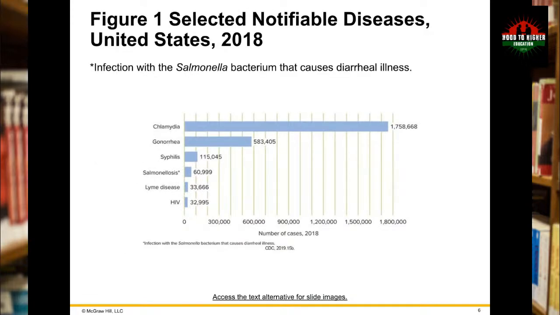Now, whenever we see a bar graph, just remember it's a good time to take notes and reflect. Okay, this is a breakdown of the cases.